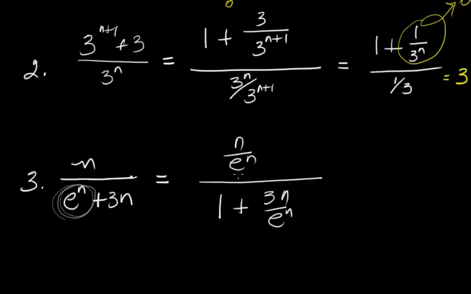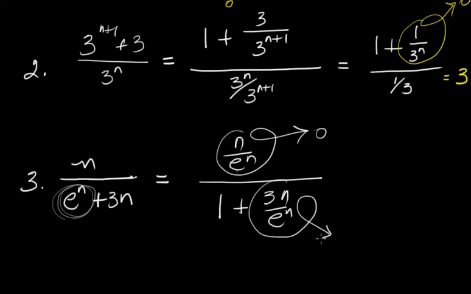Now we know that the exponential beats out n. Actually, you could use L'Hopital's once on this, but you don't need to. We know that that goes to 0, and likewise this. So our quotient goes to 0 over 1, or 0. And one more example using the same kind of technique.